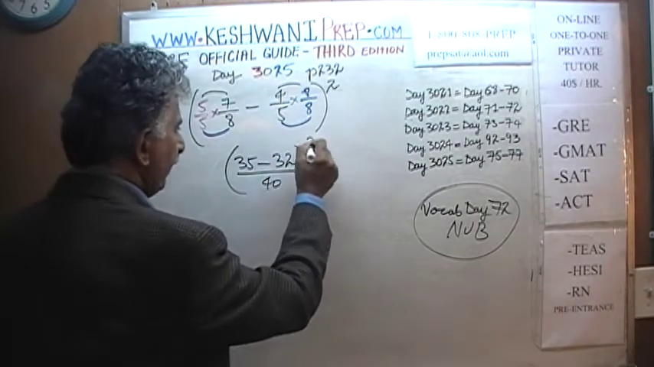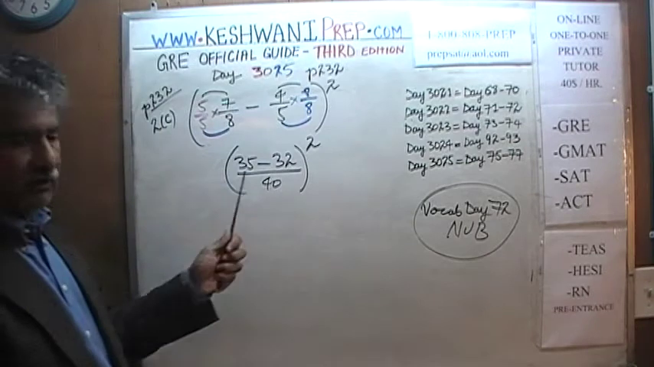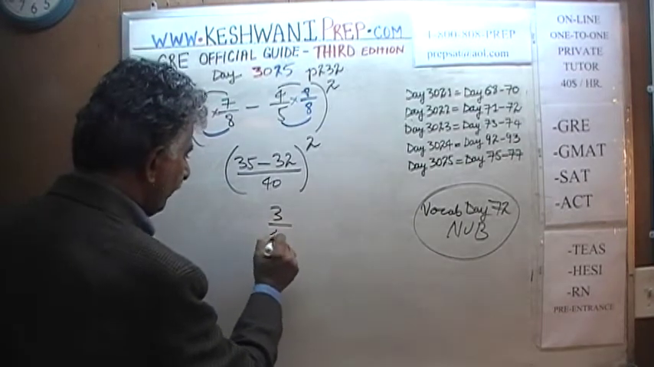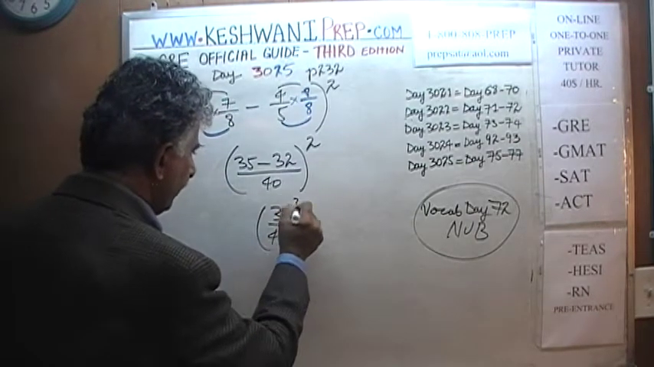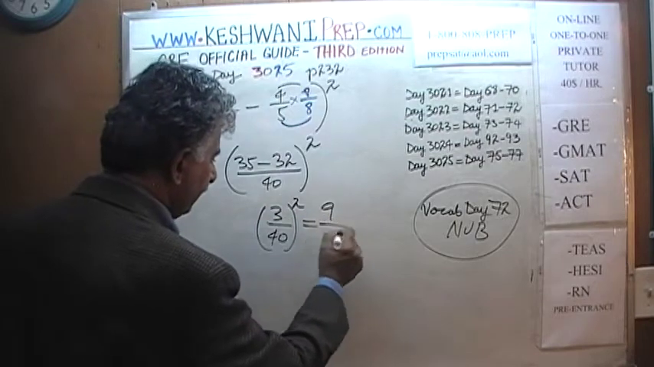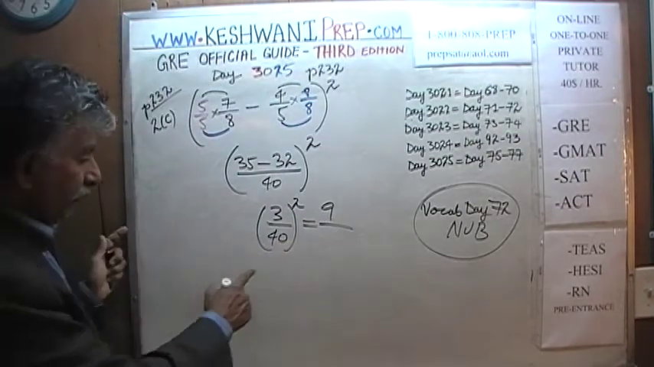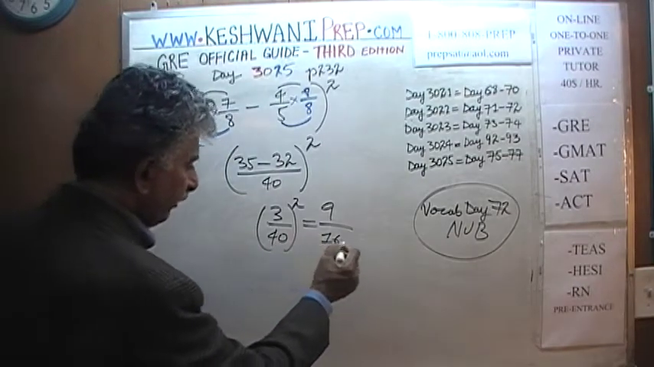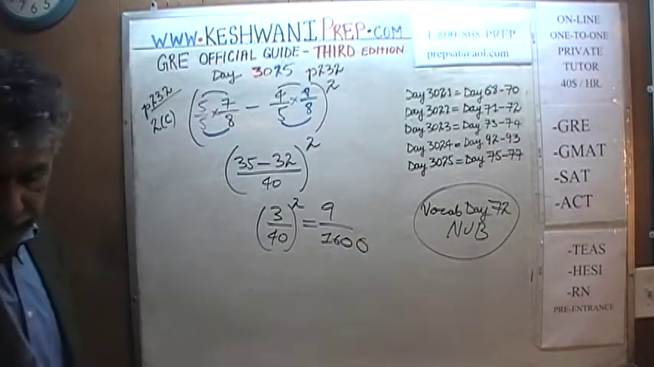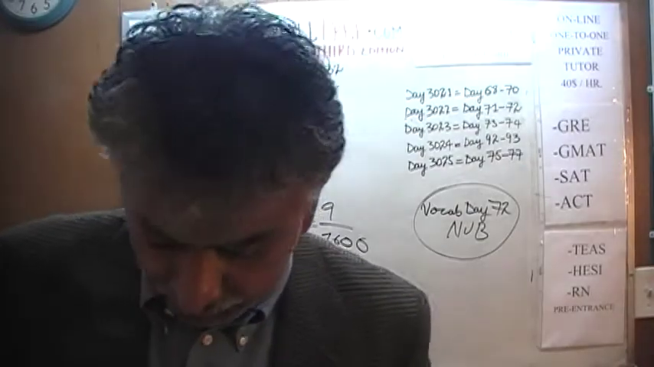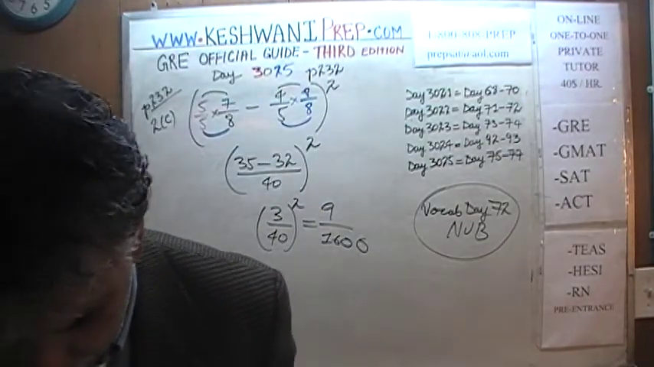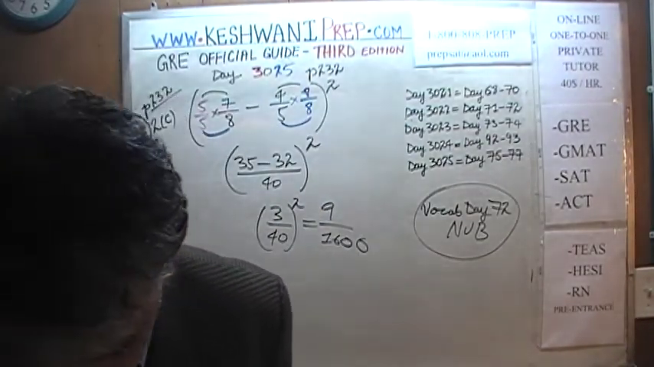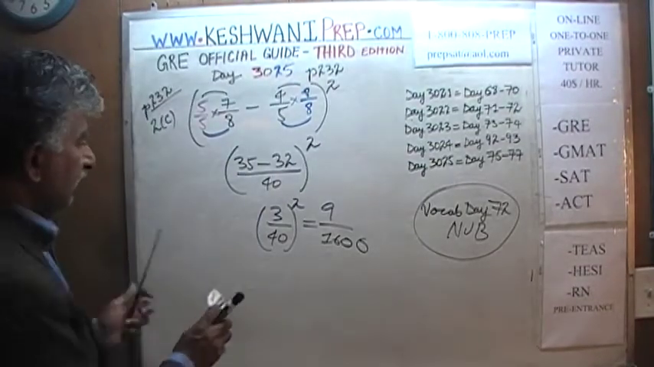And now we square it. 35 minus 32 is 3 over 40 squared. 3 squared is 9. And 40 squared, how much is 40 squared? 4 squared is 16. 4 times 4 is 16, and then we're going to add 2 zeros. 1600 is the answer. What number was this? Oh, we still have one more to go. D. Answer choice D.